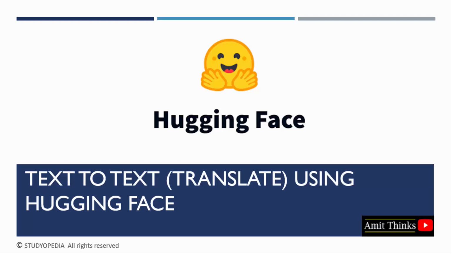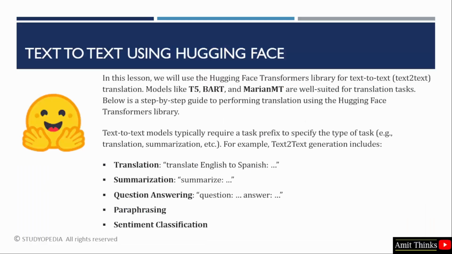In this lesson, we will understand how we can perform translation using Hugging Face, that is text to text generation. For the translation task, we will use the Hugging Face transformers library. Some models are already provided for this. Translation includes, let's say, translating English text to Spanish. This is a part of text to text models that require a task prefix to specify the type of task, for example translation, summarization, and others. Text to text generation includes not only translation but also summarization, paraphrasing, question answering, and even sentiment classification.